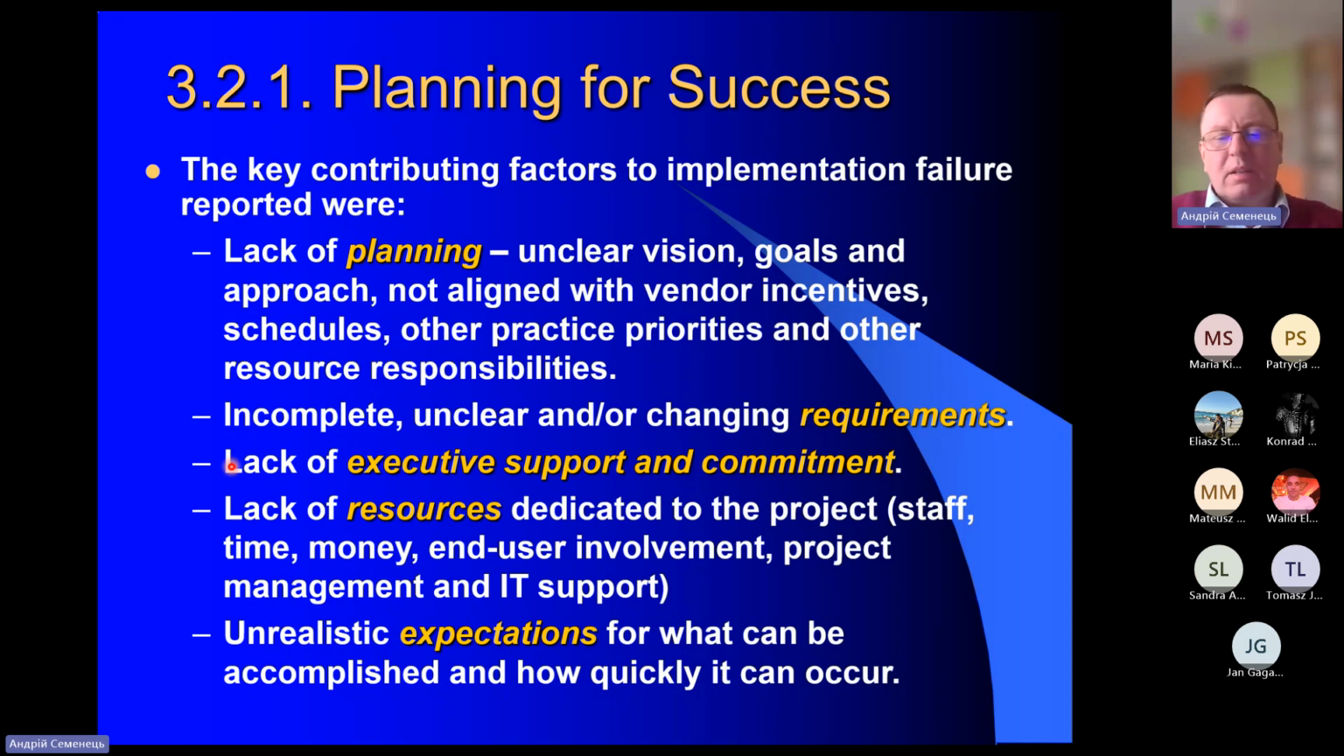And then, of course, lack of resources, staff time, money, is critical. And sometimes unrealistic expectations. The combination of lack of vision and planning is a very dangerous combination. I have seen all this personally in Ukraine.